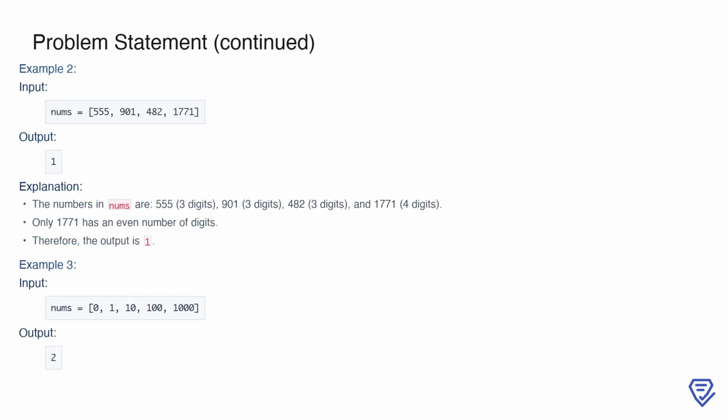Another example is when the input array is 555, 901, 482, 1771. Here, 555 has 3 digits, 901 has 3 digits, 482 also has 3 digits, and 1771 has 4 digits. Out of these, only 1771 has an even digit count. Therefore, the output for this input is 1. Additionally, consider the input 0, 1, 10, 100, 1000. For this example, 0 has 1 digit, 1 has 1 digit, 10 has 2 digits, 100 has 3 digits, and 1000 has 4 digits. Among these, 10 and 1000 have an even number of digits, so the output is 2.